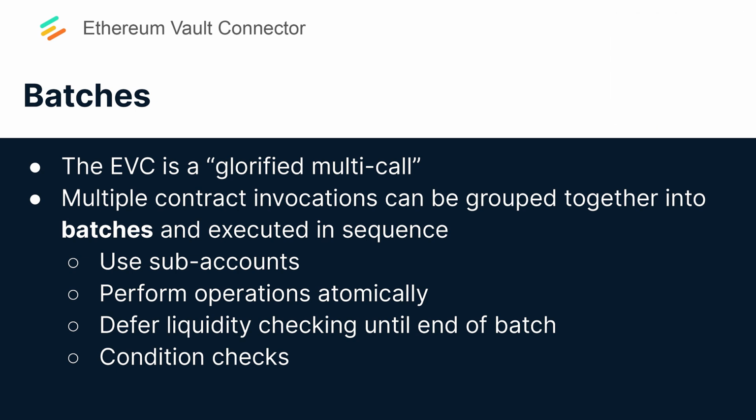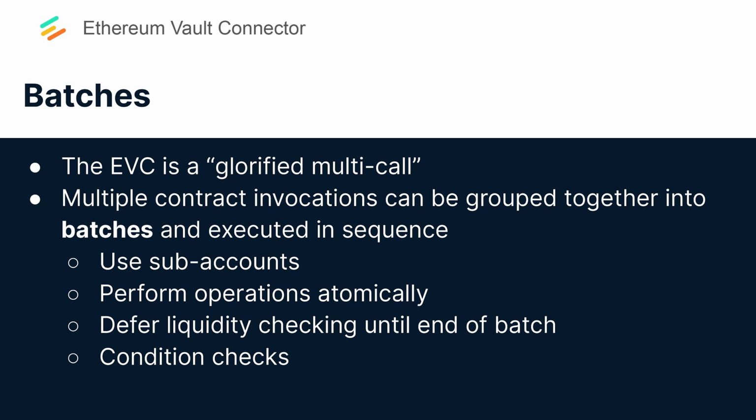And one of the things that the EVC also supports via batches is the use of sub-accounts, right? If you've seen Euler 1, we actually allow you to have 256 virtual accounts underneath your main account. Even if you're just a regular EOA using MetaMask or something, right? You can have multiple independent, isolated accounts, each with their own position setups, right? Batches also allow you to perform operations atomically, right? In other words, both of them will succeed or none of them will, right? And finally, maybe most important, is that you can actually defer the liquidity checking until the very end of your batch, right?